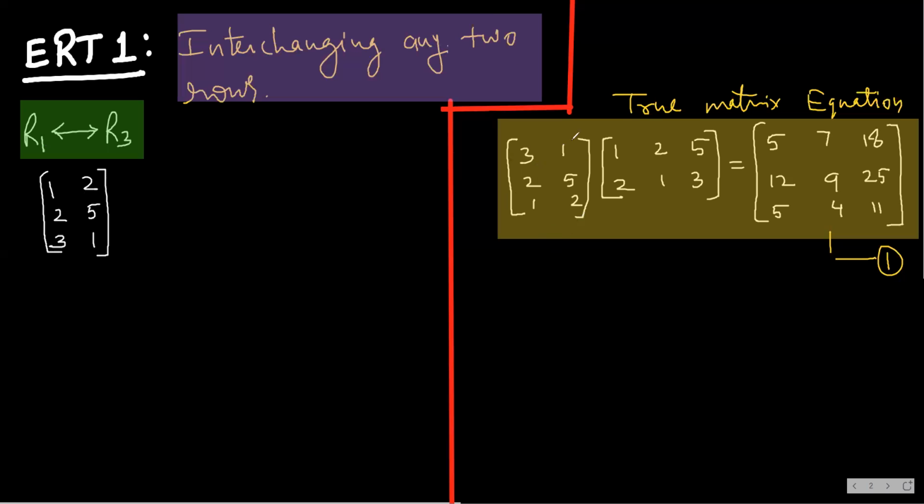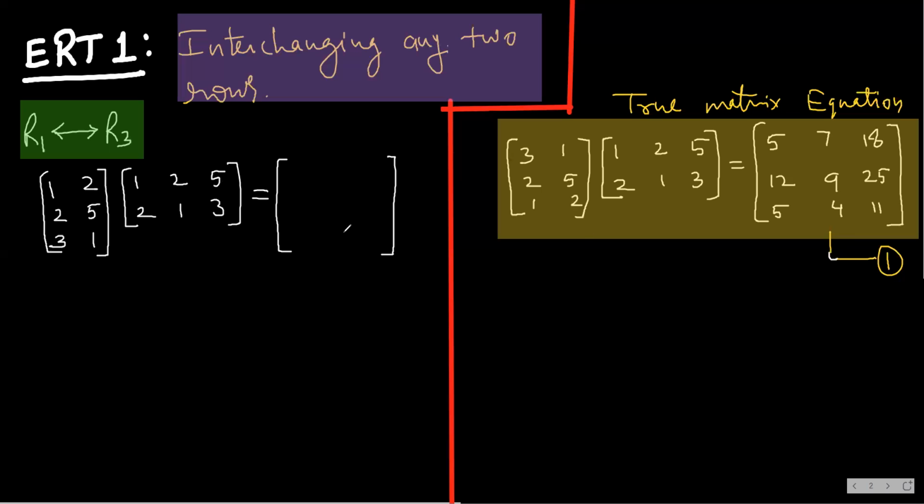What do you do for the post-factor matrix? Absolutely nothing you do. Because for the post-factor matrix, you do not apply row transformation. Whatever you did for the pre-factor, the same you will do on the RHS matrix. That is, you will apply R1 interchange with R3 even for the RHS matrix, right?